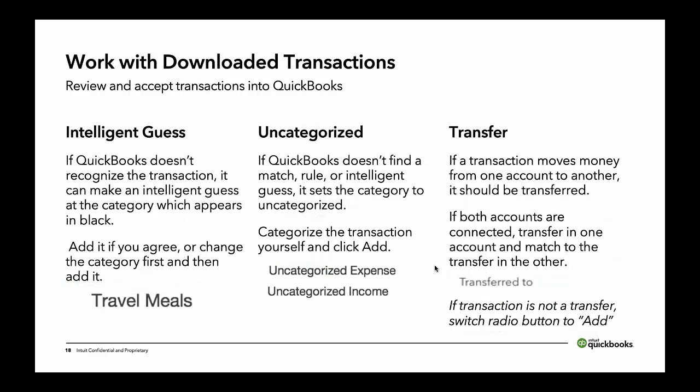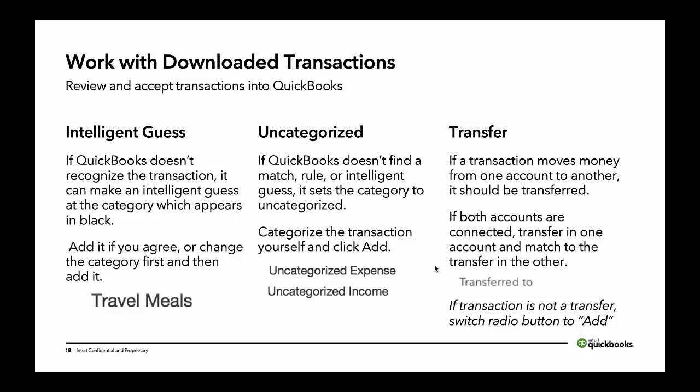And then if we don't find a match, a rule, or a recognized transaction, we might make a guess, right? We see something that looks, hey, this Subway looks like it could be a travel meal. We might make that suggestion based on what we may know about that vendor. And then if we really don't know what it is, it comes through as uncategorized.